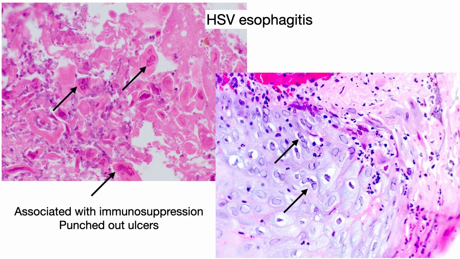HSV esophagitis, CMV, and fungal are commonly associated with immunosuppressed patients. They say HSV is described as punched out ulcers, and CMV is more shallow, but I'll show you in the next slide. It's not always shallow. And so with HSV, you can see the Cowdry A or Cowdry B inclusions.